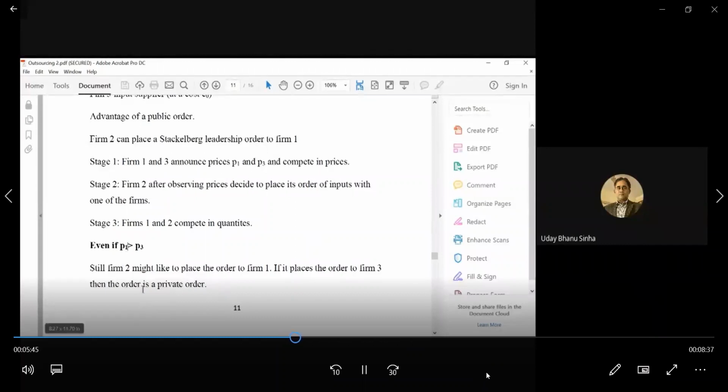But if farm 2 places an order with farm 1, then farm 1, being the competitor in the subsequent stage, would be able to guess that this is what he is buying from me, so it will be the final output decision of that guy, because obviously he is not buying to keep it idle as input in his factory. So he will offload the entire amount of output in the market.